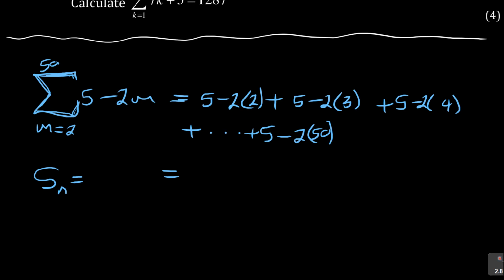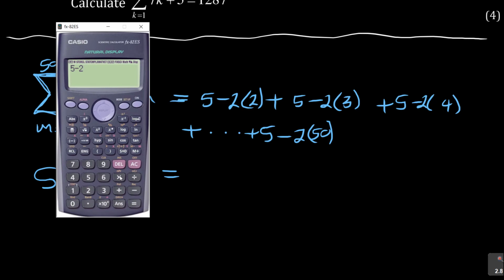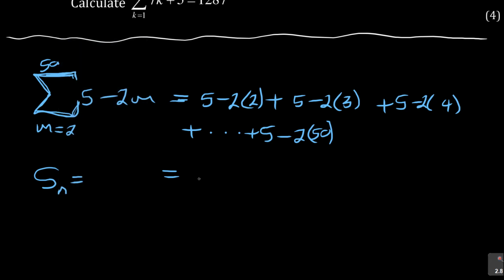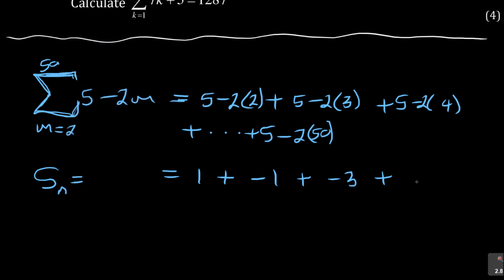Then you can use a calculator if you want, to say, let's look at it. It's 5 minus 2 times 2. I get 1 in the first one. 5 minus 2 times 3, it was 1, now minus 1. 5 minus 2 times 4, minus 1, minus 3. So it was 1 plus minus 1 plus minus 3 plus, still fine. You're saying, but you can't put a negative, and this is still fine. 5 minus 2 times 50 is equal to minus 95.